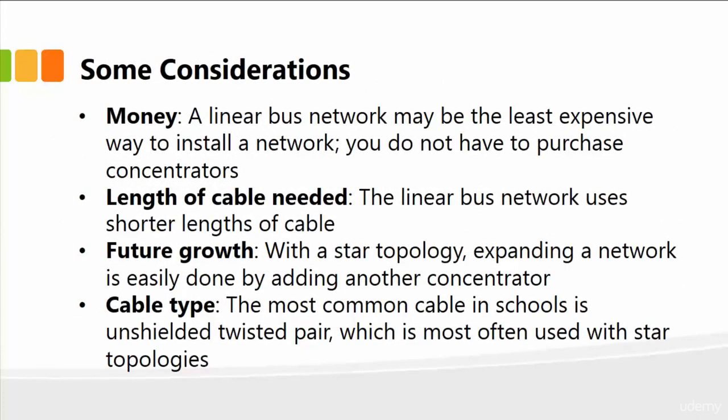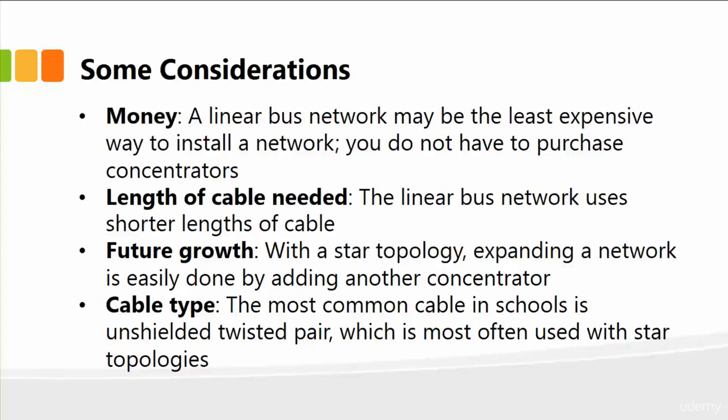Here are some of the important considerations. For example, the first one is the money. A linear bus network may be the least expensive way to install a network, and you don't have to purchase concentrators or switches or hubs. The length of the cable: the linear bus network uses shorter lengths of cable. As far as future growth is concerned, with the star topology, for example, expanding a network is really easy.